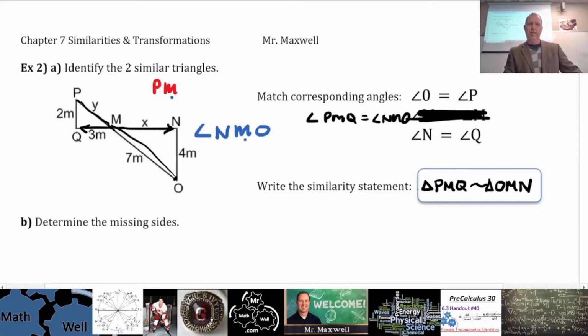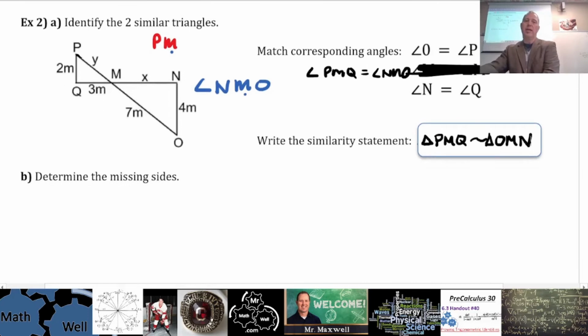All right, determine the missing sides. Let's see if we can rearrange this in our head. If you want to redraw the triangles, you can. I don't think you need to, but you can. You'll have to take one of those triangles and turn it around though, so it might be a little more work than it's worth. But determine the missing sides.